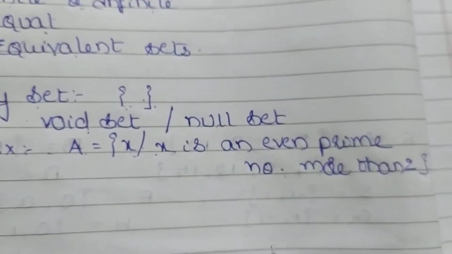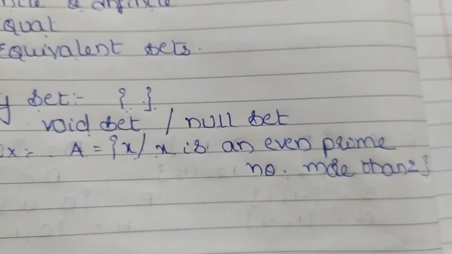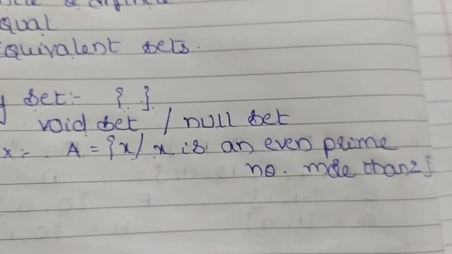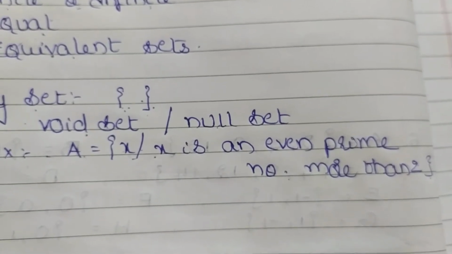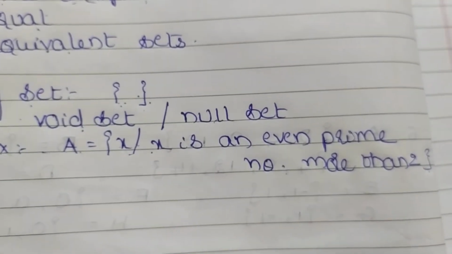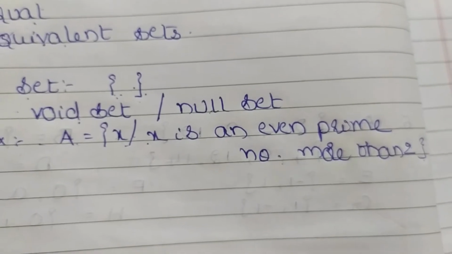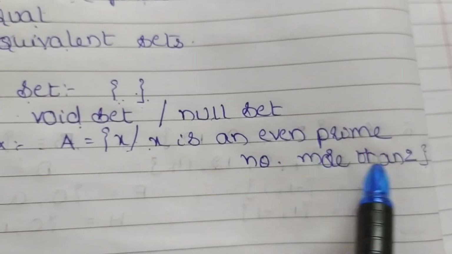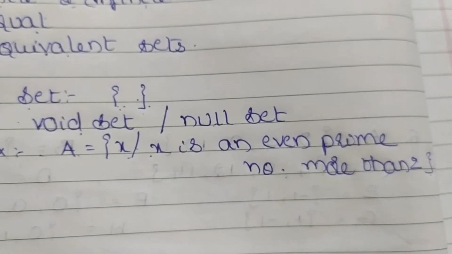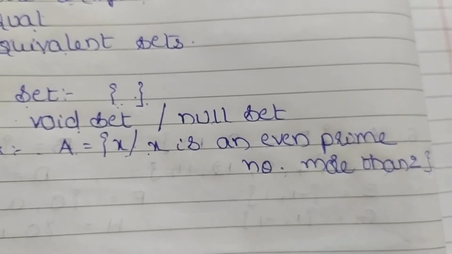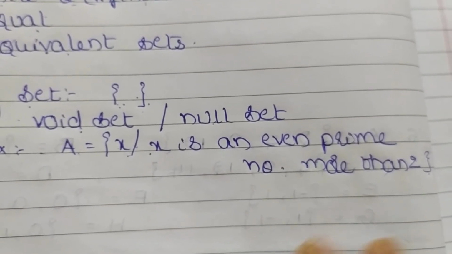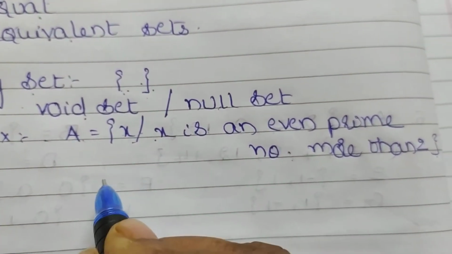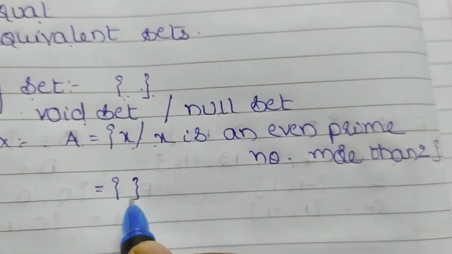We know that 2 is the only even prime number. Among all the prime numbers, 2 is the smallest number as well as the even prime number. So x is an even prime number more than 2. More than 2 means there are no prime numbers which are even more than 2. So that's why A will be a null set.